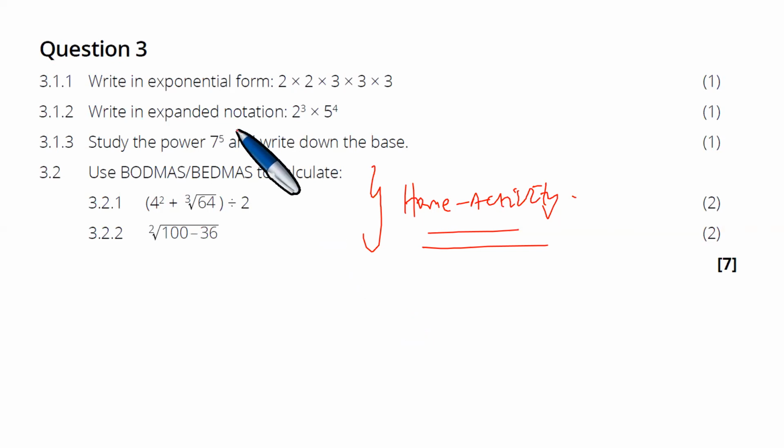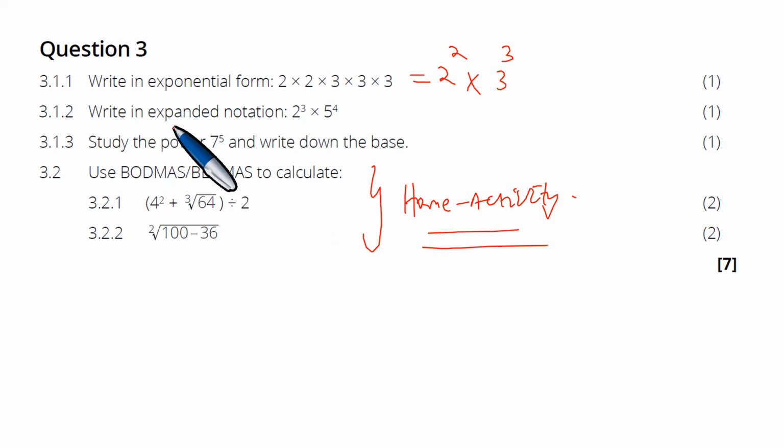Right, how would you write 3.1.1? Write in exponential form, what do you think? 2 to the power of 3? I think it is 2 to the power of 3. Okay, how many 2's are there? 1, 2. So it means that it is 2 to the power of 2, right? Times how many 3's are there? 1, 2, 3. So it's 3 to the power 3. Okay.